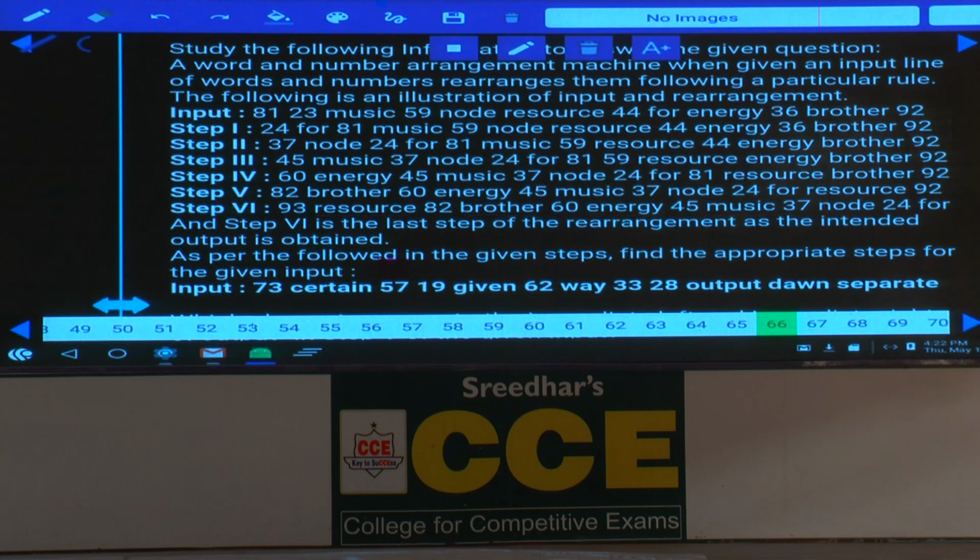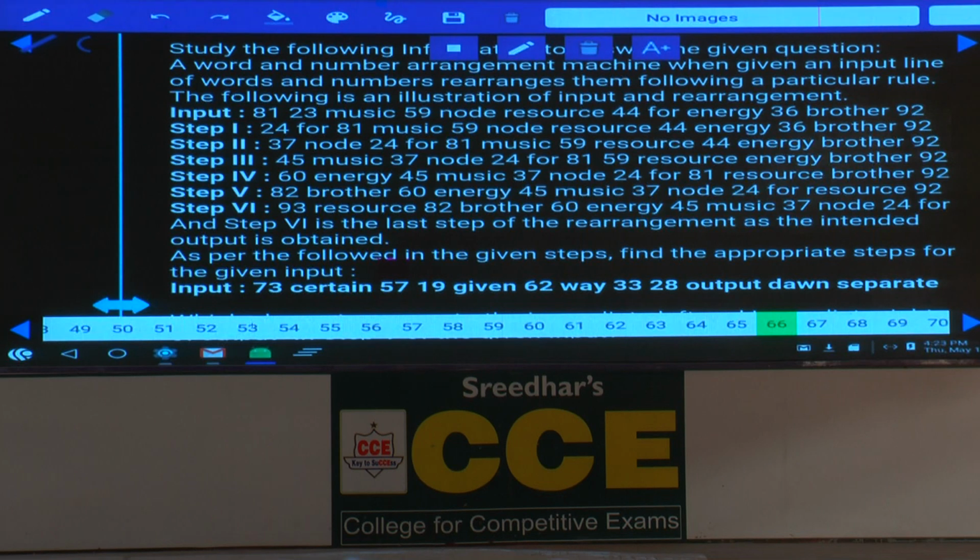Then, now we need to identify the pattern followed in this one, and in order to identify the pattern, compare input with step 1. Then tell me which element has been arranged at the first place here. Now 81 is here, but in the final output, this 81 is replaced with 82. That means plus 1. To each of these numbers, one is added. Now 23 plus 1, 24, and 59 plus 1, 60, and 44 plus 1, 45, and so on. Then coming to these words here, resource and the other words will be as they are.